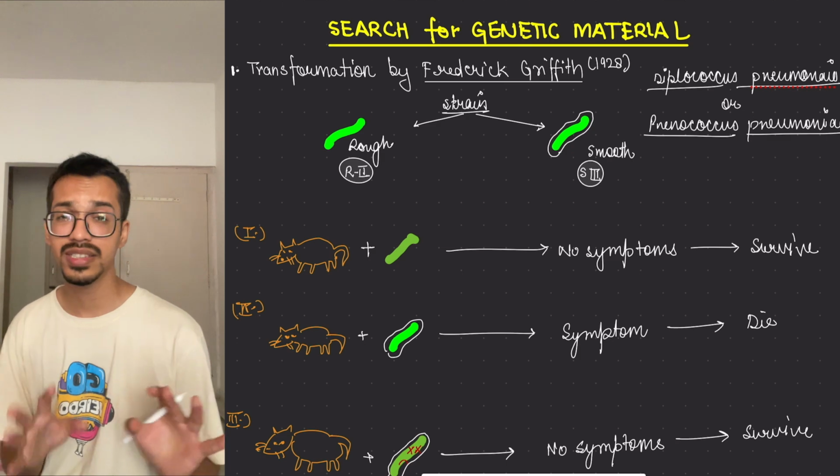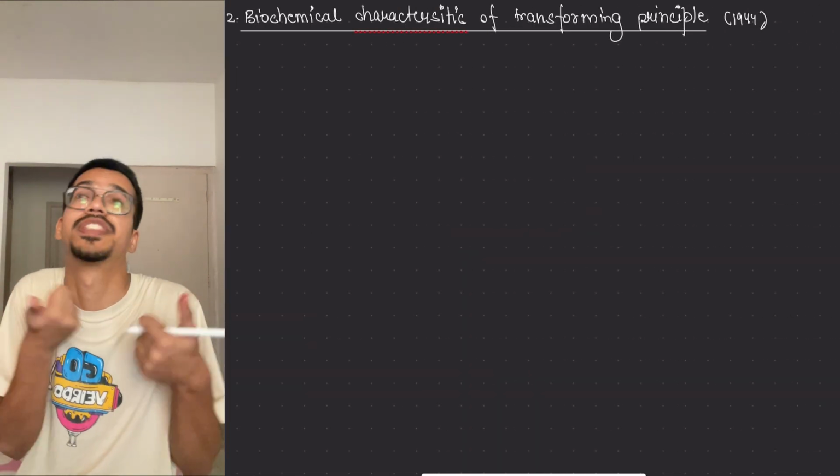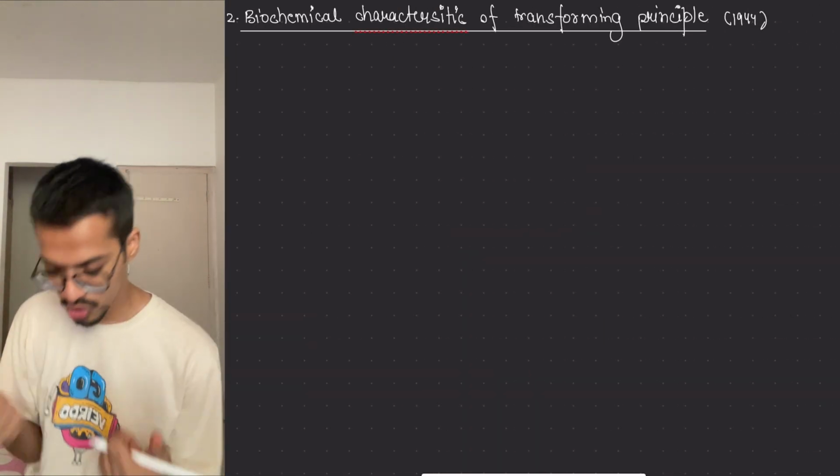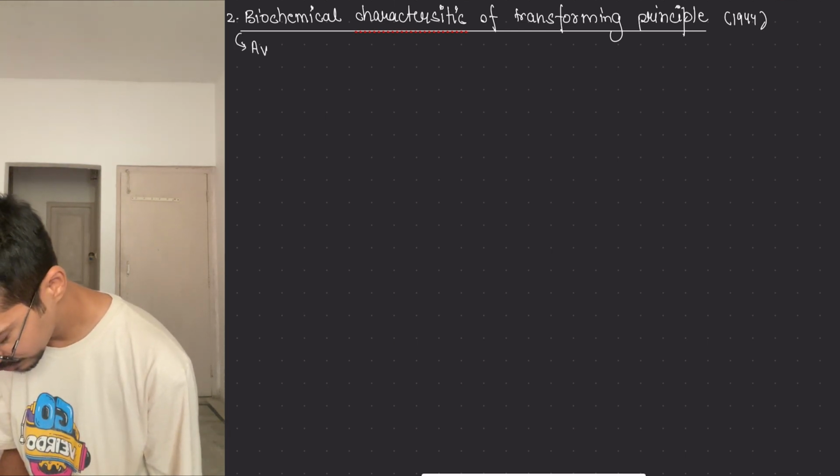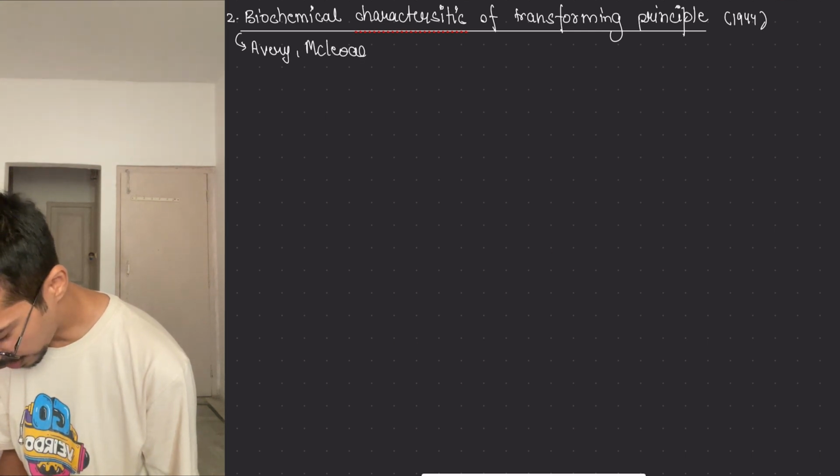Years are important in this chapter. Names of the scientists are very important in this chapter. Let's see that. So there was Avery, MacLeod, and McCarthy.